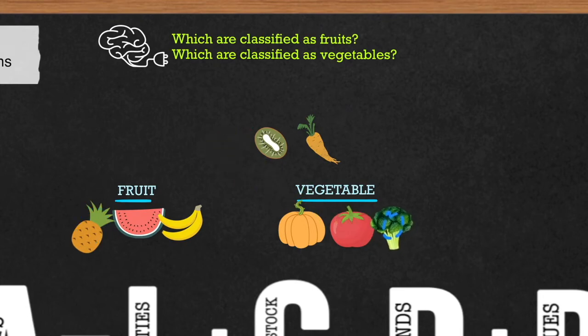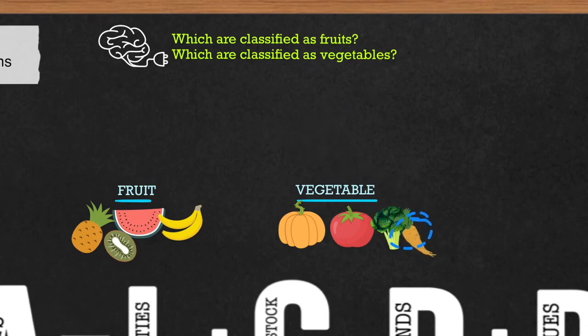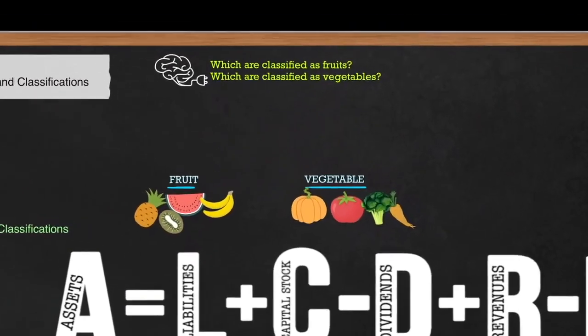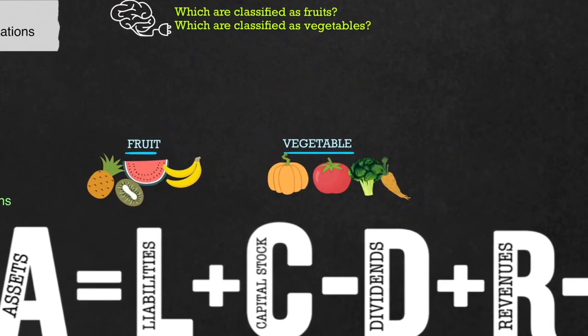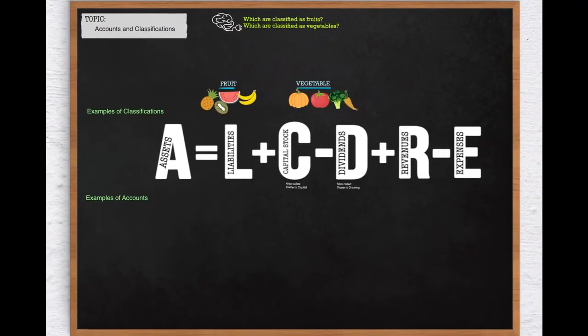The next one is a kiwi. The kiwi is classified as a fruit. And lastly, we have a carrot, and that is classified as a vegetable. You see what we did there? We had different examples of things, and all we did was classify them, in this case, between a fruit or a vegetable. In accounting, it's the same thing, and the more that you can wrap your mind around it, the better you'll be at analyzing and recording transactions.